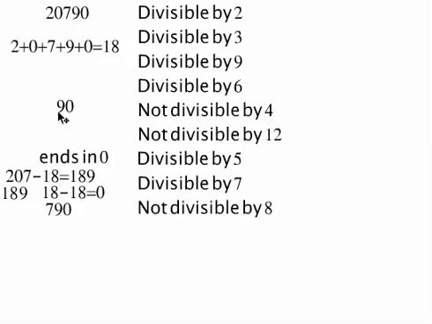Then we're going to take the last 3 digits and see if 8 goes into it. Now, if it's not divisible by 4, it's not going to be divisible by 8. The last 3 digits are 790, and then we would check to see if 8 goes into it, but it certainly doesn't.